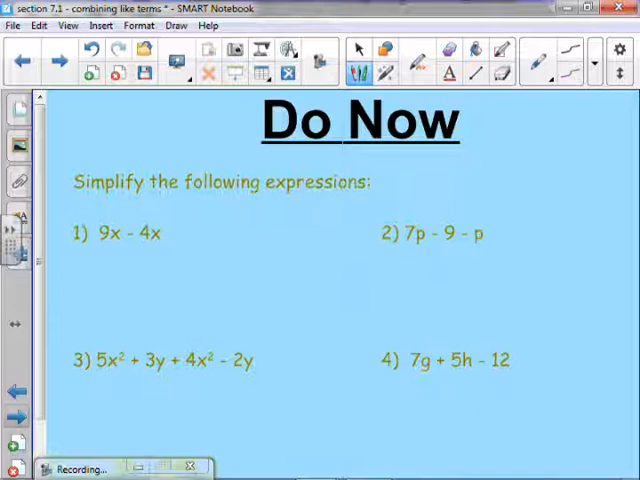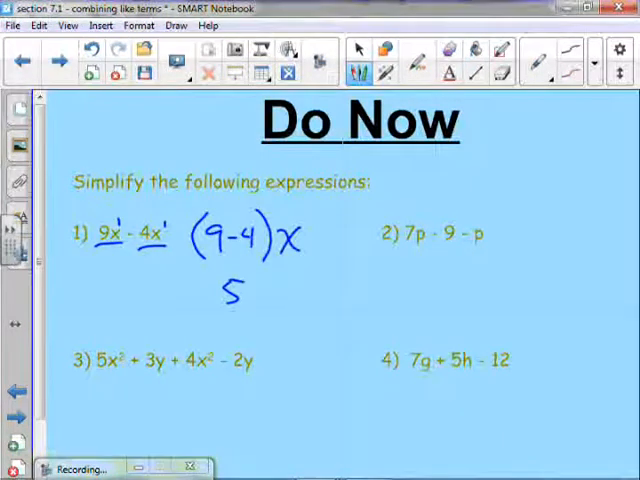So, what we have here first, 9x and 4x, these are like terms because they both have an x raised to the first power, okay? So I have 9 minus 4 times x. 9 minus 4 gives me 5, and so that's how many x's I have. I have 5x, because 9x minus 4x gives me 5x.